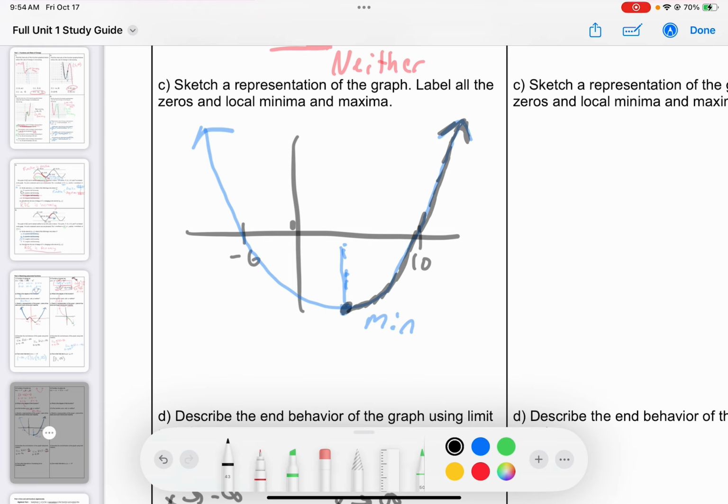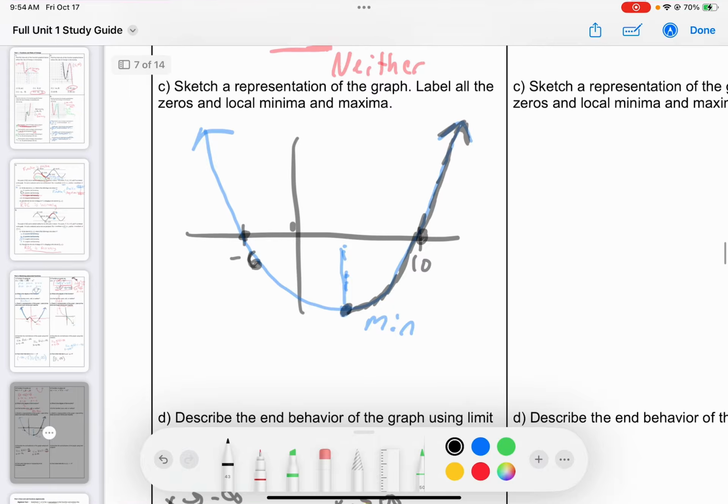All right, well, you don't actually need algebra 1 for this. The vertex of a quadratic is always halfway in between the zeros. So what number is halfway in between negative 6 and 10? That's 2. So this vertex is going to happen right here at 2.